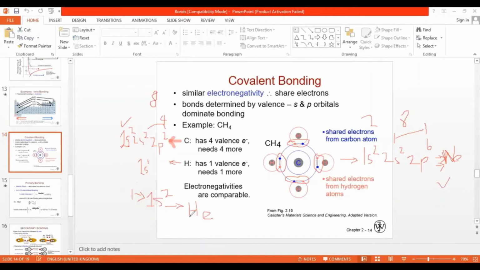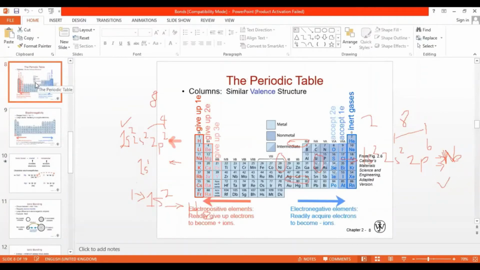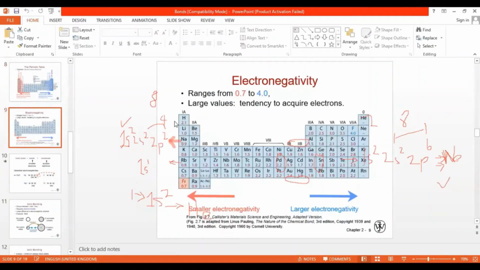So in order to achieve this stable state, what these elements usually do is they will share electrons. This CH4 is just an example of sharing. The electronegativities can be similar, in the sense that they need not be too high or too low. It can be nearby. So if you see the electronegativity values, hydrogen is 2.1 and carbon is 2.5, right? Only 0.4 is the difference. So we don't need much electronegativity difference.